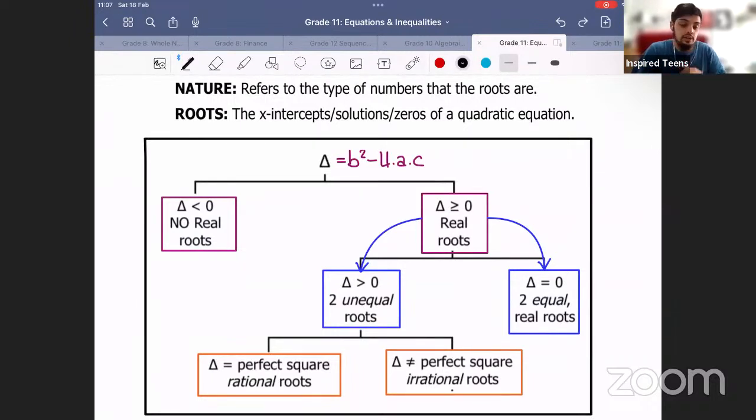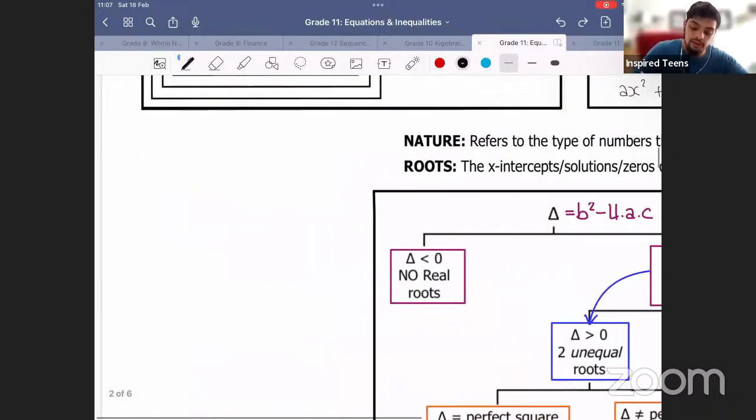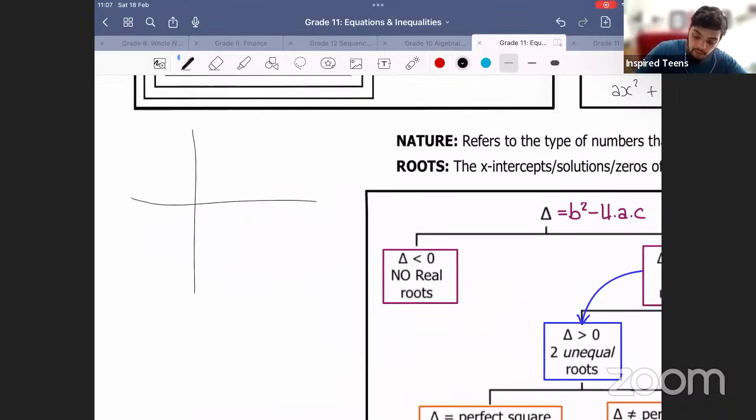Then we had, is this exponents and surds? No, this is equations and inequalities. Exponents and surds is next. Then we talk about roots. Again, it's basically what makes the trinomial zero. So when we talk about a parabola, when we talk about a trinomial, we have x squared.